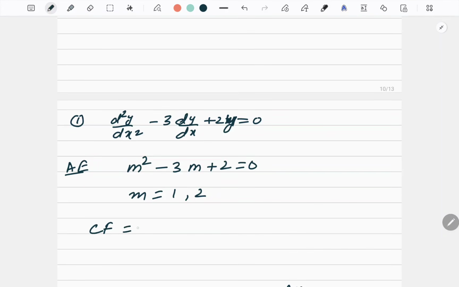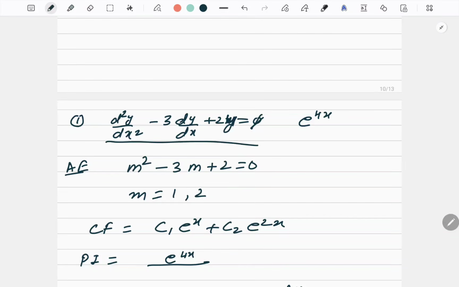So what is CF? CF is c1 e to the power x plus c2 e to the power 2x. Now sometimes instead of 0, they will write e to the power 4x. So along with CF, you have to find out PI also. PI means e to the power 4x upon, you write down this thing. Now 2 is there, so D squared. In place of m, you have to write D now. Minus 3D plus 2.